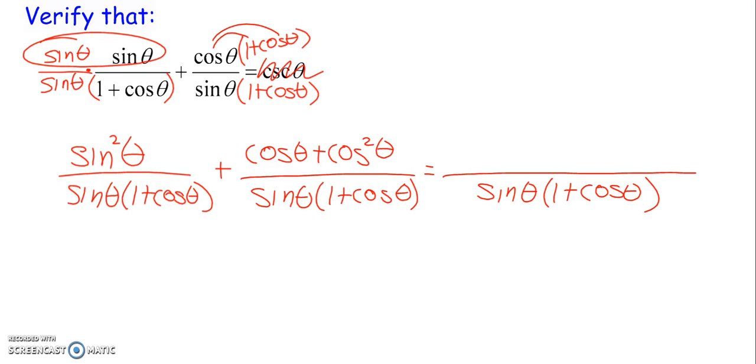And on the top, I already noticed something. I'm seeing sine squared, and I'm seeing cosine squared. That immediately triggers something that you should notice from your notes. Hoping that you are thinking Pythagorean identity. In fact, it's the Pythagorean identity we saw on the very last slide.